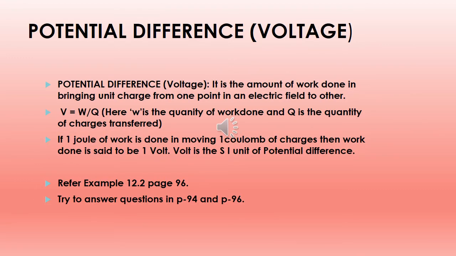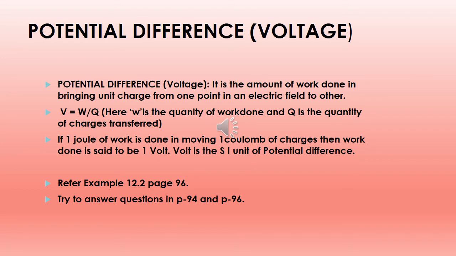As I have told you earlier, electric current will flow from a region of higher potential to lower potential. Then there is a difference in potential, a difference in energy, and that is called voltage. It is the amount of work done in bringing unit charge from one point in an electric field to another. See, now there is potential difference, then charges will flow. For the flow of charges, work is being done. So V, the voltage or potential difference, is equal to W by Q, where W is the quantity of work done and Q is the quantity of charge transferred.